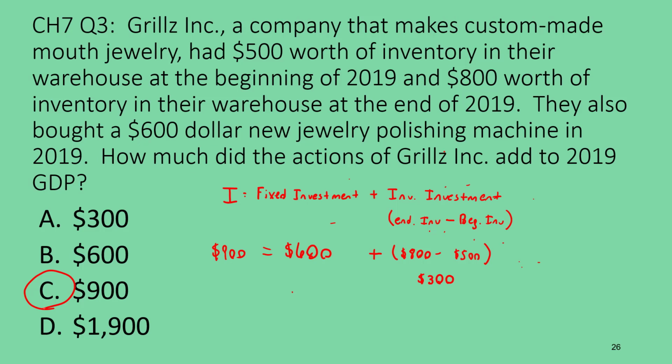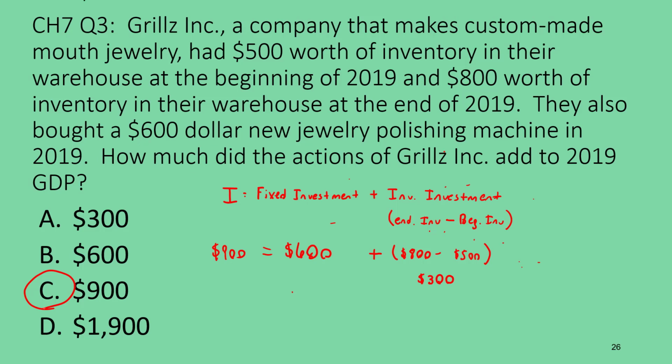Now, if our beginning inventory was higher than our ending inventory, then that inventory investment would be negative, and that would subtract from our total investment, or I component, to GDP. So if your ending inventory is less than your beginning inventory, that means that your inventory has been subtracted throughout the year. Again, that would subtract from our GDP. But it's usually the case that ending inventory is higher than beginning inventory, meaning that this inventory investment component will be positive and will be added to fixed investment so that you can get that I component. But it could go either way, so make sure you know both ways on how to do it.